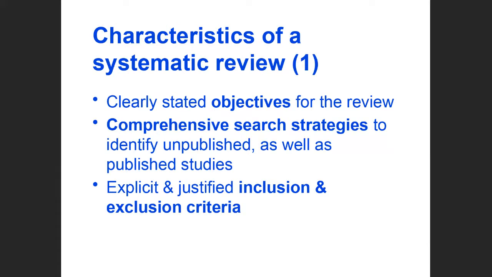Well, we'd be able to identify a systematic review as opposed to an ordinary review by its clear objectives, by it having comprehensive search strategies, so an attempt to find unpublished as well as published studies, by very clear criteria on whether studies are to be included or excluded. So particular populations, particular age groups, particular dosages, these could be specified as part of the review.